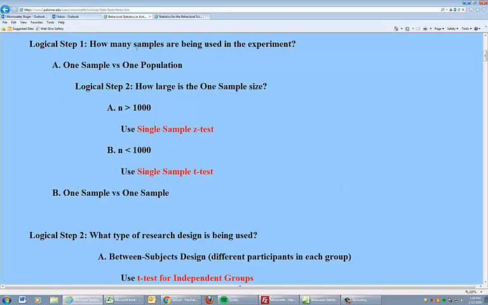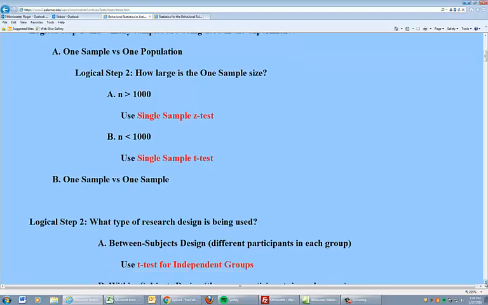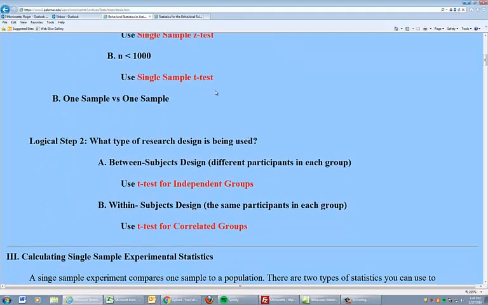So if it's single sample compared to a population, we're going to use one of these options. But if it's single sample compared to another sample, which is quite frankly the most common experiment in all of psychology, one control group compared to an experimental group, we can have as little as 10 in one sample and 10 in another sample. Okay, very common to have a simple control group, simple experimental group. If this is your option, we have to go to logical step 2.